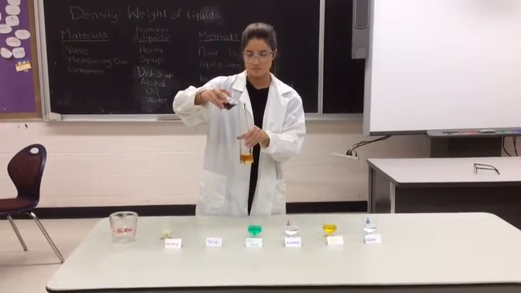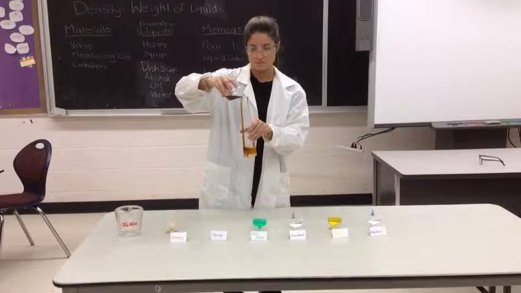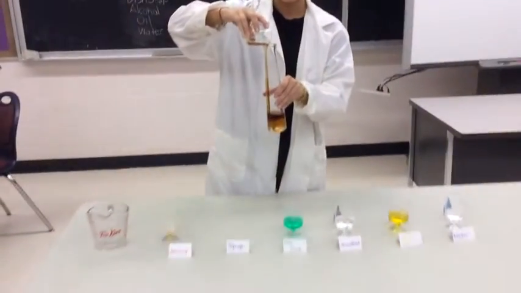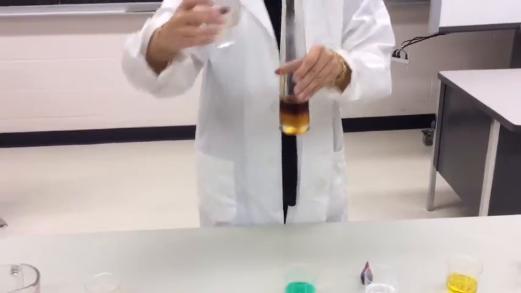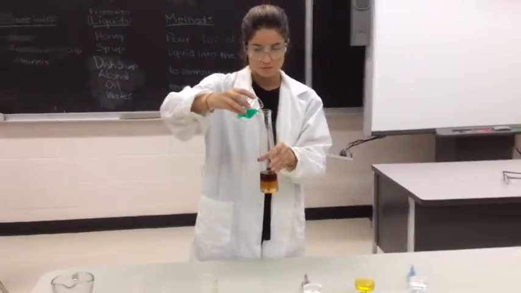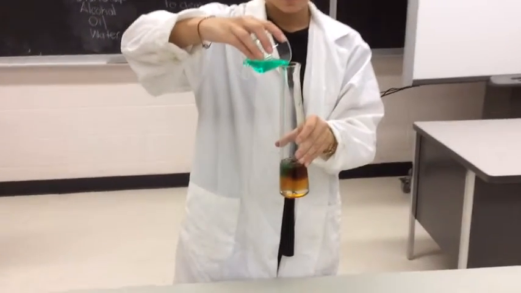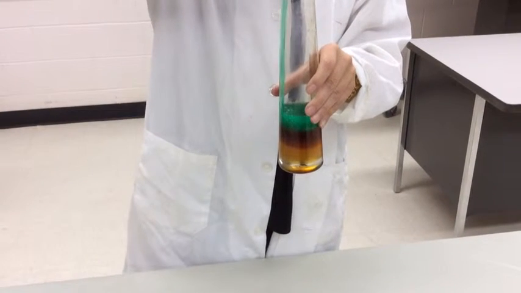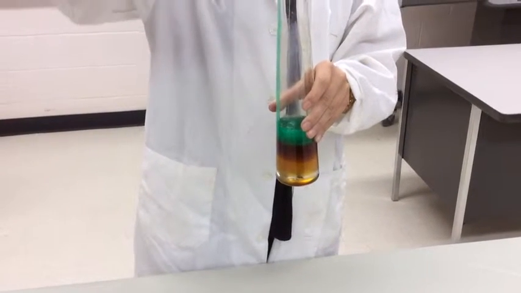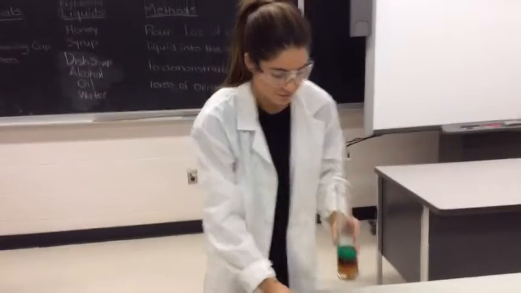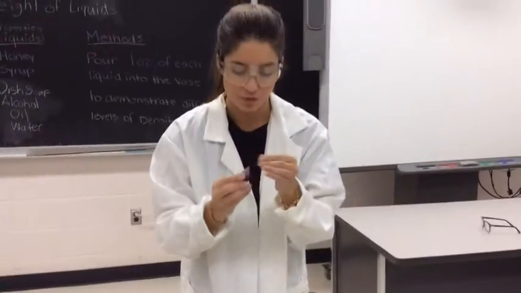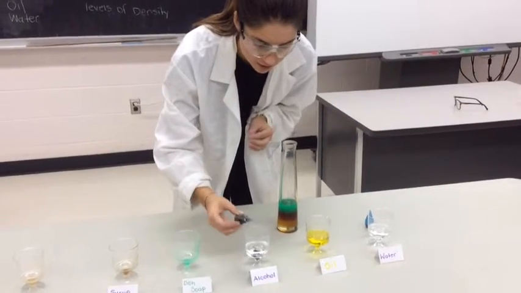Next is the syrup. Then comes the soap. Do we notice the separation? Then we're going to mix just a little bit of food coloring into the alcohol so we can add some color.